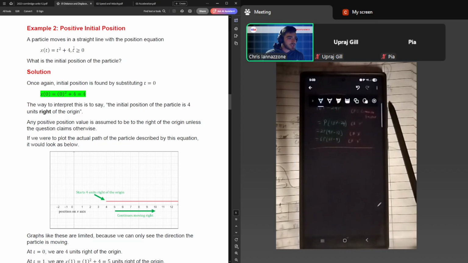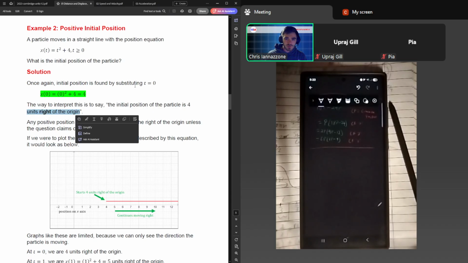Positive initial position. There are different kinds of values you can get from calculating your initial position. One of the circumstances could be positive. For instance, you got an initial position of 4, whatever the unit would be. The way you interpret this is you say positive is always right of the origin. So this will be 4 units to the right of the origin.